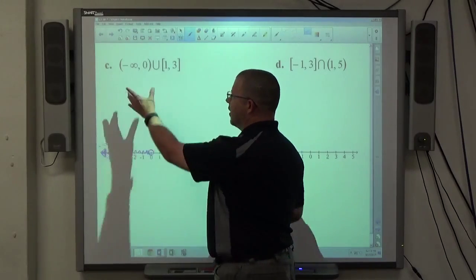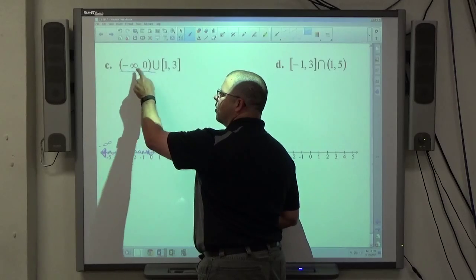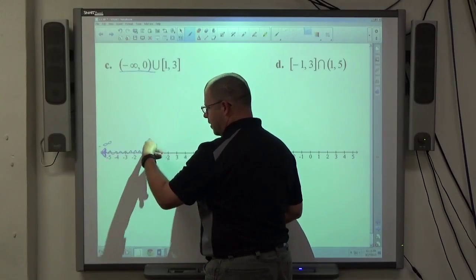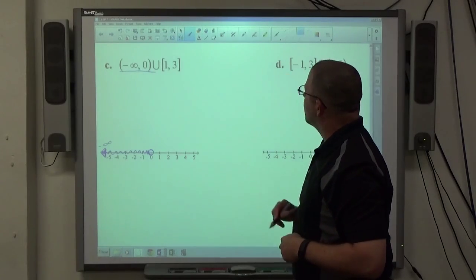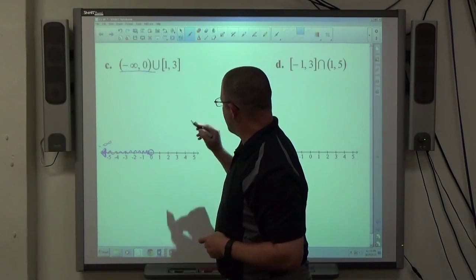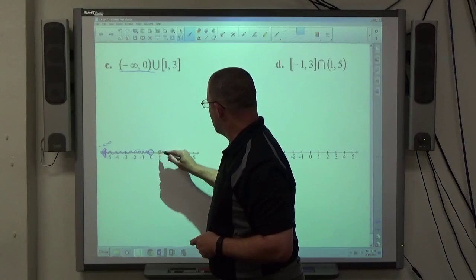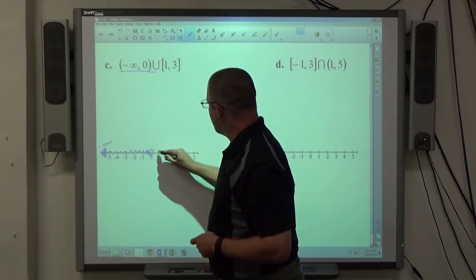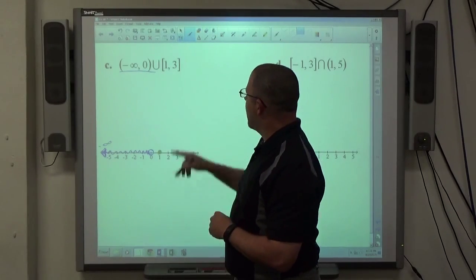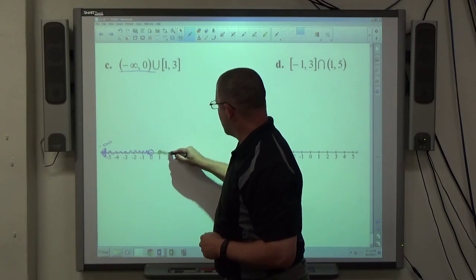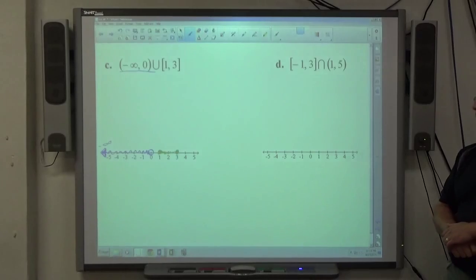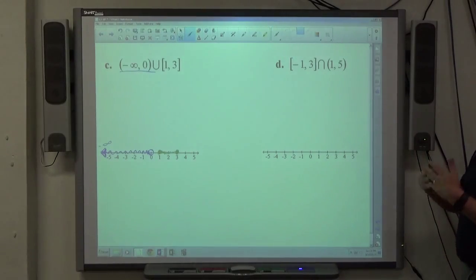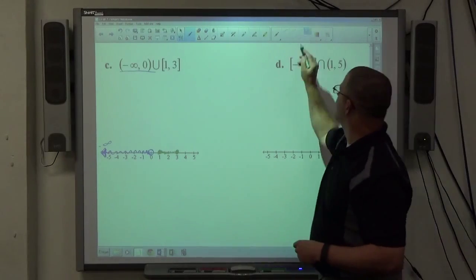Again, it's very descriptive of what you're graphing. So start here, end here, start here, end here, open circle at 0 because of the parentheses. The second one says bracket 1 to bracket 3, so that means we start at 1 and end at 3, both bracketed, so they're both closed circles. We shade everything in between because we're dealing with real numbers unless otherwise instructed. Looking at that, I need to write a set builder notation to represent it.